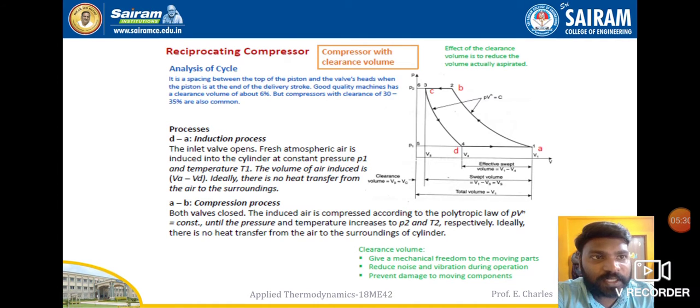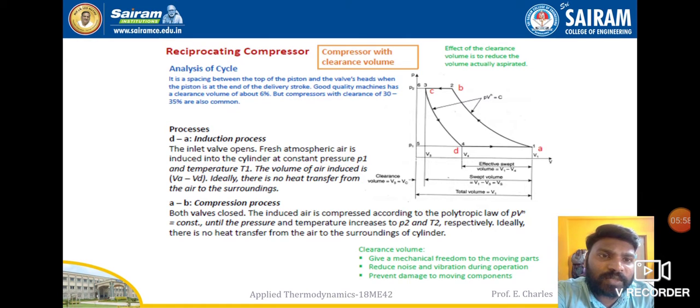Now the second one is A to B, that is the compression process. This is the place where the air is compressed. During this process, both the valves, the inlet valve and the delivery valve, will be closed, and whatever air was induced inside the cylinder will be compressed. According to what law? According to the polytropic law, PV to the power of n is equal to constant.